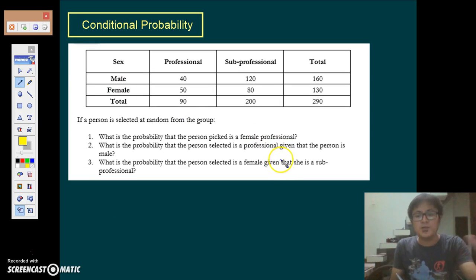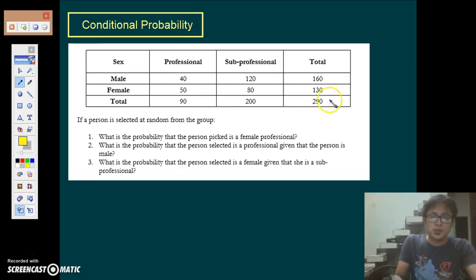So we have here a table, this time a table. In this table, this is basically a survey of how many in total, 290. Of those 290 people, 90 are professional and 200 are sub-professional, and then again categorized into male and female, as you see here in the table. Now let's see the first question. What is the probability that the person picked is a female professional?